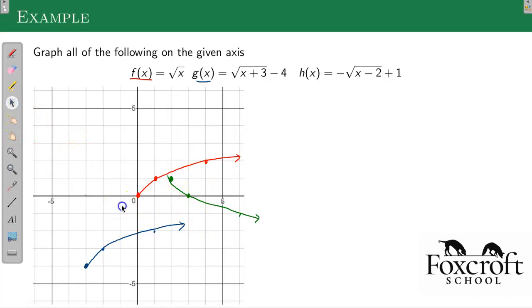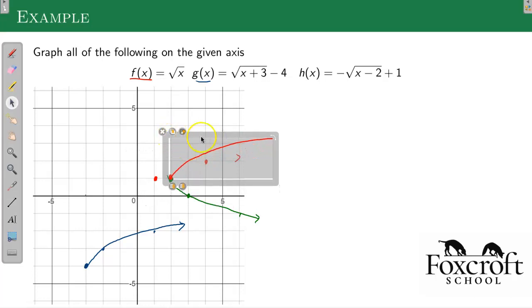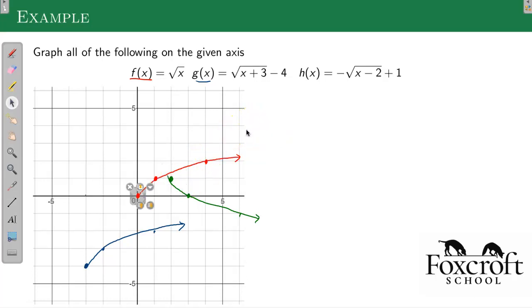I don't think I can do that with this. Let's see. So right 2, up 1, and nope, that doesn't do it. I tried. But it slid right, up, and then flips. That's what that negative does. It flips it to go upside down instead of right.